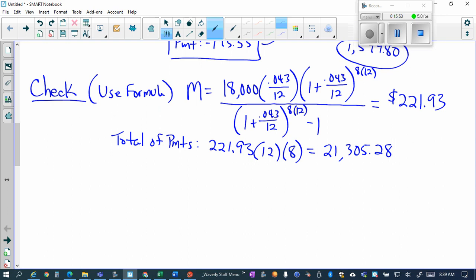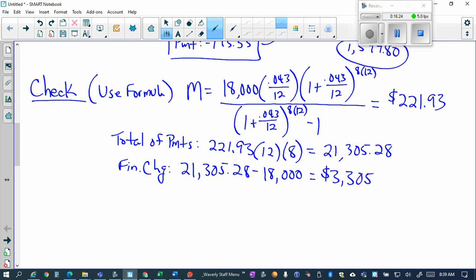Now the finance charge, or the total of the interest. Good. We're just going to subtract 18,000 from that, right? So 21,305.28 minus our original $18,000 principal. All right, what do we got? 3305.28. 3305.28. All right. We try for a better interest rate.